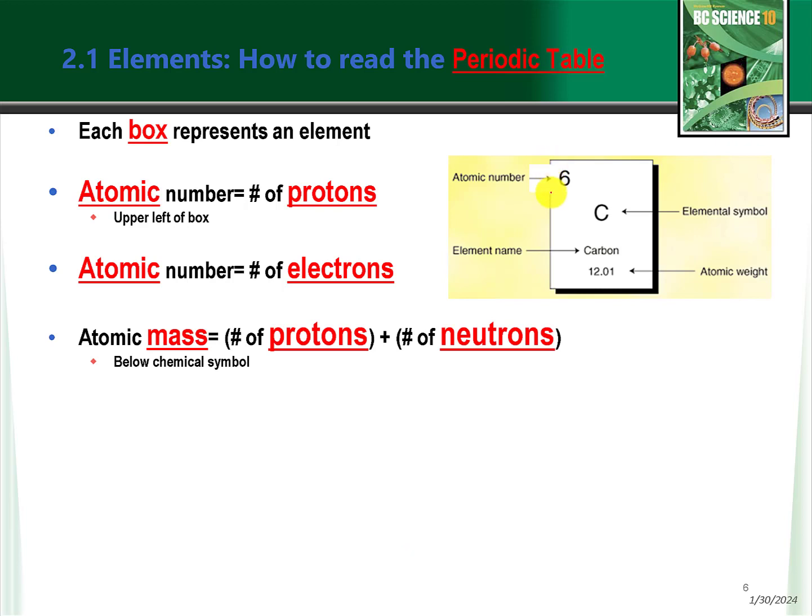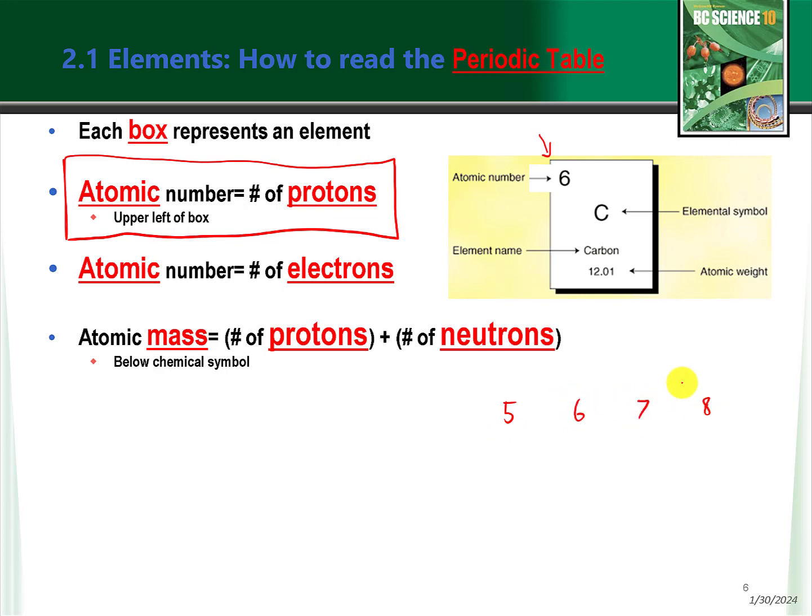So if we have a single cell of the periodic table, which you already understand, the number at the top is the atomic number. Now, some periodic tables don't have it at the top, but when you see it, there'll be number 5, and then number 6, and then number 7, and then number 8. They're just whole numbers. That's going to be the atomic number. And the periodic table is arranged by atomic numbers. And that's going to be the number of protons in that atom. So carbon has 6.